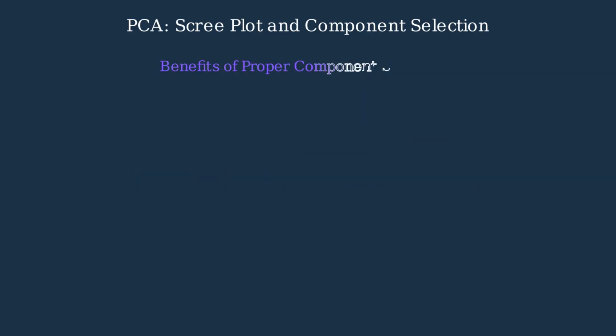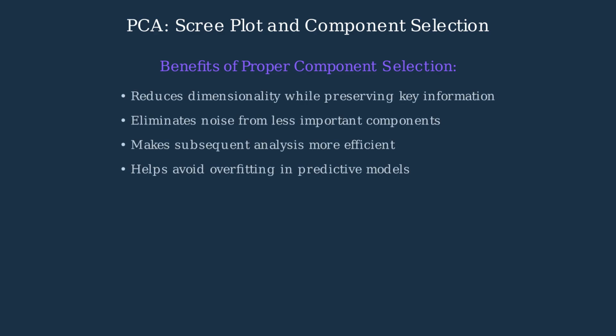Proper component selection through scree plot analysis offers several benefits. It effectively reduces dimensionality while preserving the most important information in your data. It helps eliminate noise from less important components. It makes subsequent analysis more computationally efficient, and it can help prevent overfitting when building predictive models.